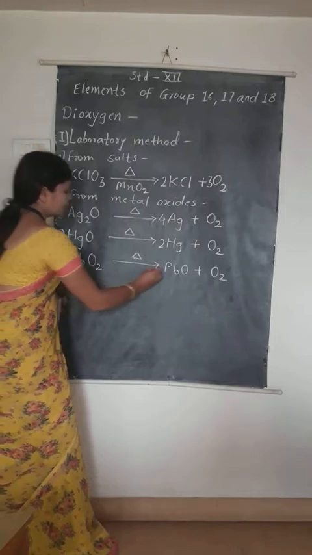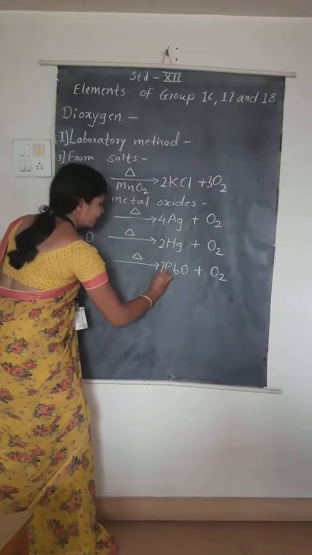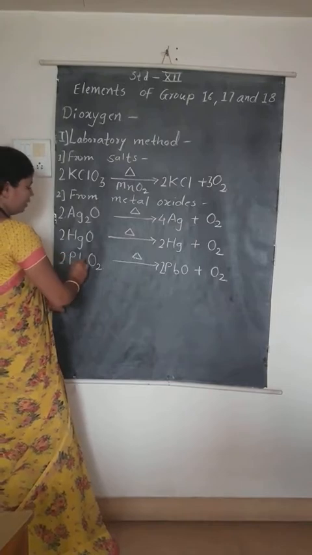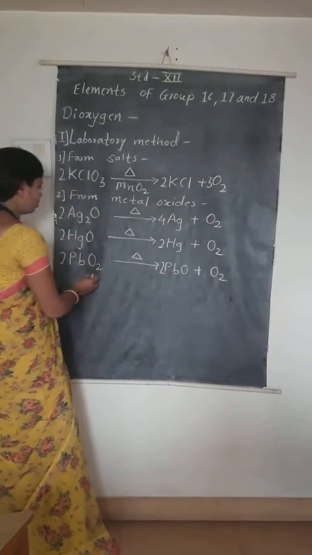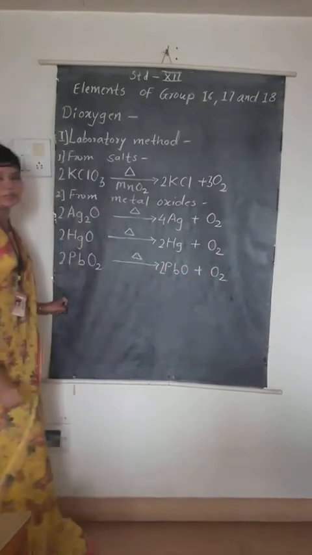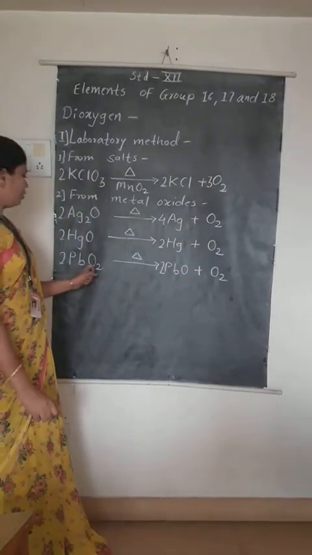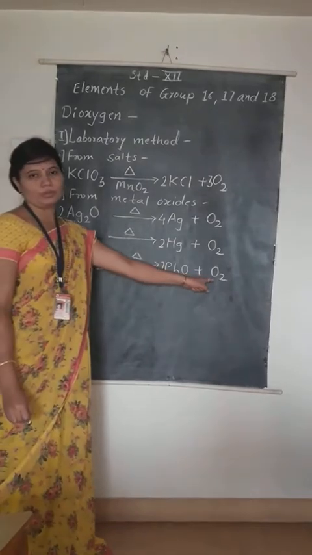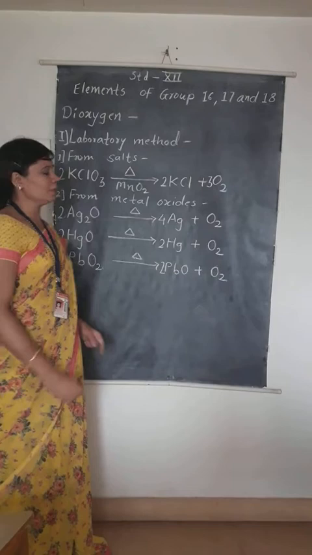To balance lead atoms, take here the coefficient of lead oxide as 2. So finally 2 lead atoms, here also 2 lead atoms. Oxygen 2 into 2, 4. Here 2 plus 2, 4. The reaction is balanced. So lead dioxide on heating at high temperature gives the evolution of dioxygen.